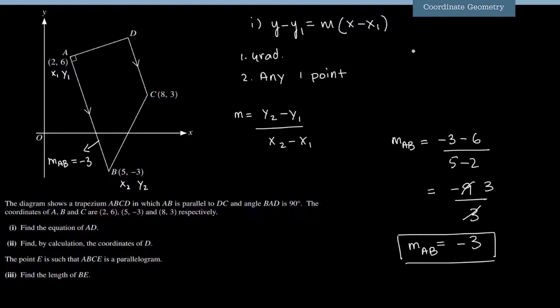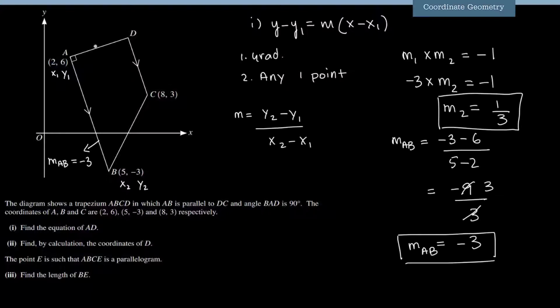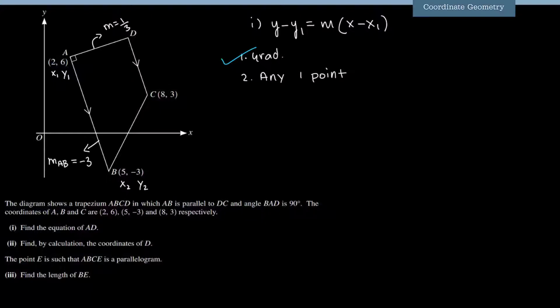Now I can use this relationship: m1 times m2 is equal to -1. So this would be -3 times m2, where m2 is the gradient of the line AD, is equal to -1. This comes out to be 1/3. So the gradient of the line AD is 1/3. Now the other thing required is any one point on the line whose equation I need to find. And I already know a point A on this line whose coordinates are (2, 6). So the point is already known to us.